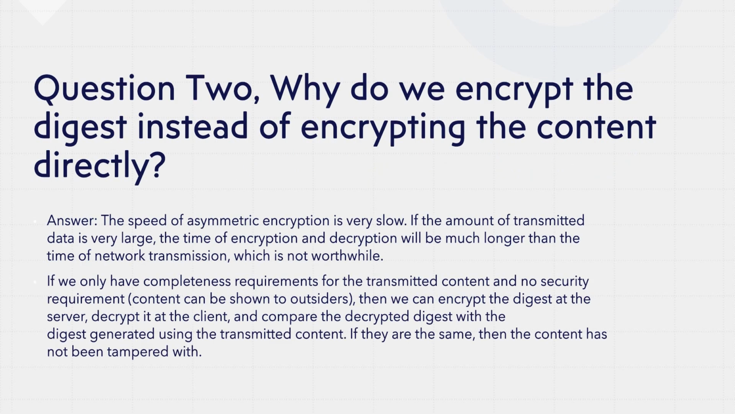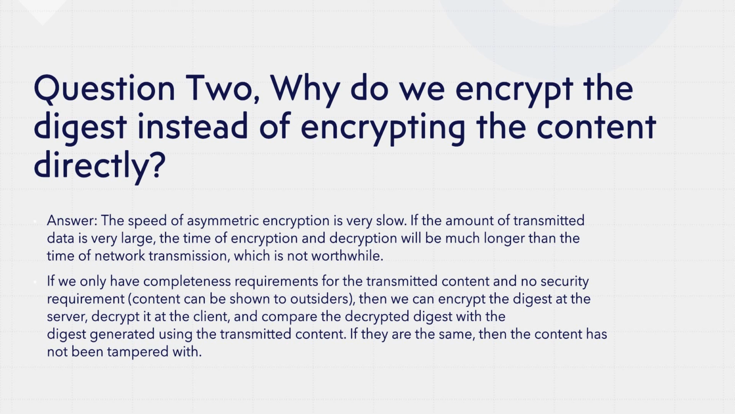Question 2. Why do we encrypt the digest instead of encrypting the content directly? Because the speed of asymmetric encryption is very slow. If we need to encrypt the whole message, then it will take much longer than the time of network transmission, and it's not worthwhile. If the message is not very sensitive information that we don't need to protect, then we can just encrypt the digest to prove who we are, and we have the private key or the public key, and we can just send the message by itself and we don't need to encrypt it.